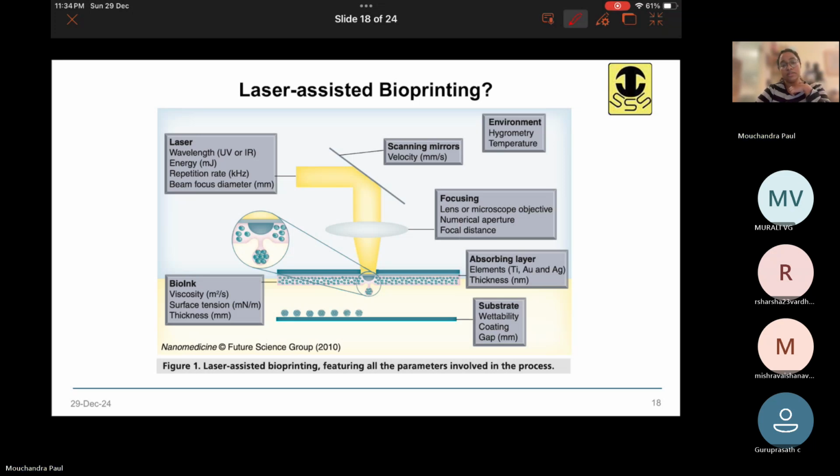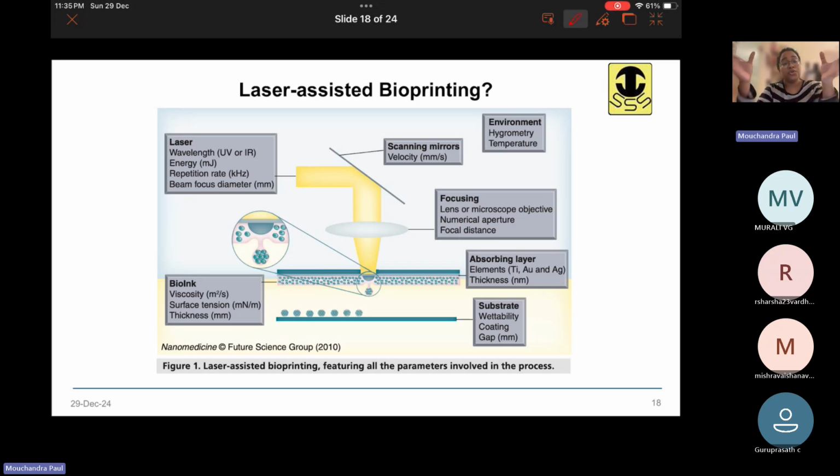Now, this vapor bubble that gets formed should be big enough so that it can reach the free surface of this bio ink. So it should not be too small. If the vapor bubble is too small that it cannot reach the free surface, in that case, no drops.